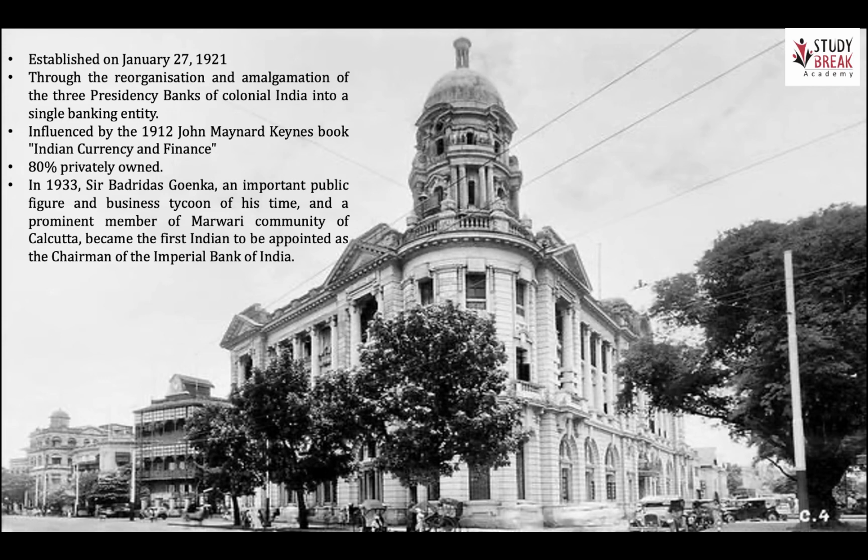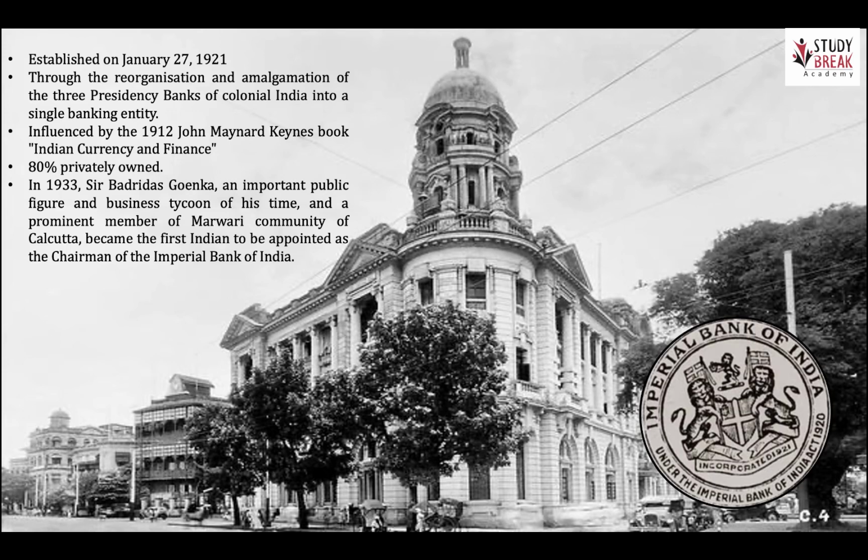Okay, so the important thing was that it was still not government owned. It was 80% privately owned, and 20% stake was with the government. Now, one important fact here: Sir Badridas Goenka was an important business tycoon of his time and a prominent member of the Marwari community of Calcutta. He was the first Indian to be appointed as the chairman of the Imperial Bank of India. So this is the stamp of the Imperial Bank of India.